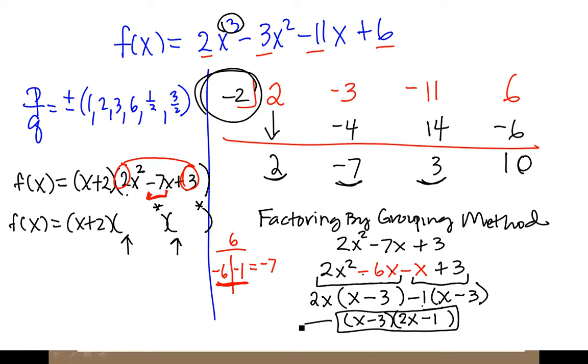So I'm going to go ahead and replace it over here in these parentheses with the x minus 3 and the 2x minus 1 that I just found. So here you have your complete factorization, the complete factorization of that original function.